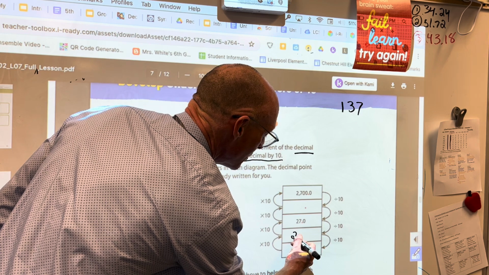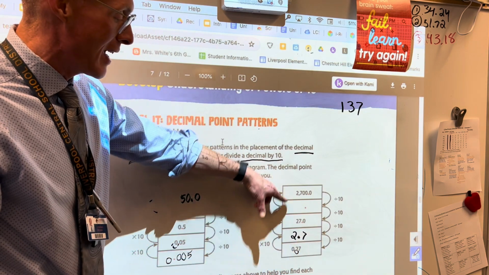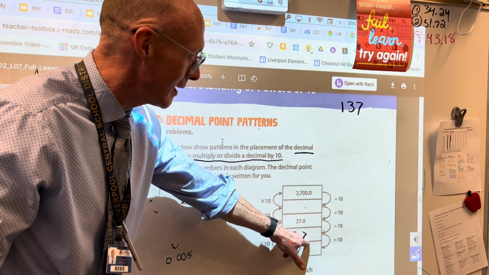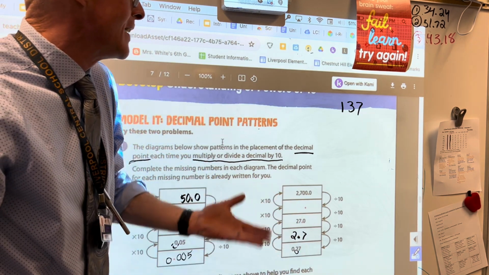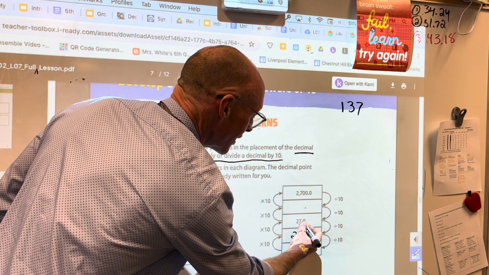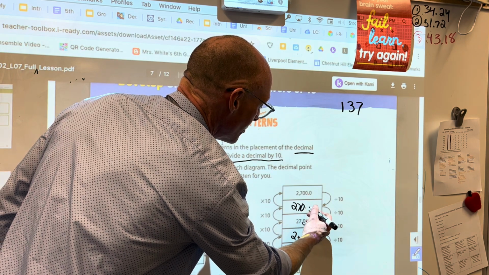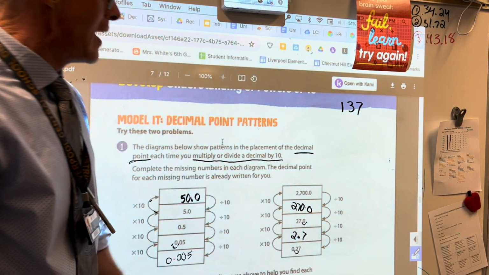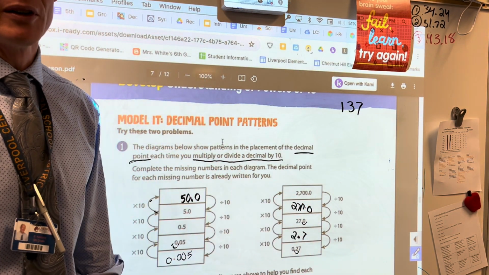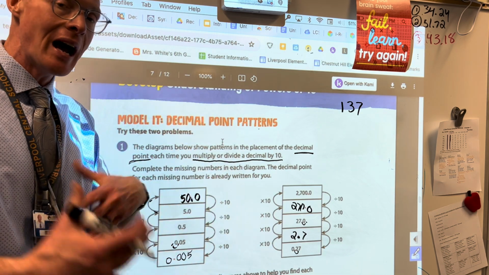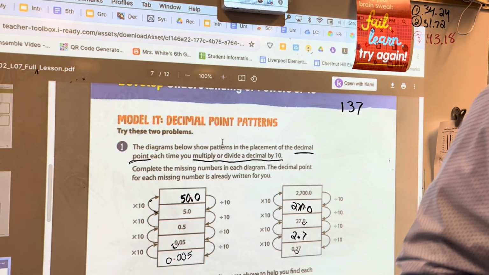And now we have 2.7. If you multiply that times 10, you're just moving the decimal point here to make it 27. If you multiply 27 times 10, you're just going to move the decimal point here to make it 270.0. And then it already gave it to us. If you move it again, you're going to get 2,700. Again, this concept is kind of out there, but in a couple of days, we're going to be an absolute master at this. Let's take a look at the other questions.